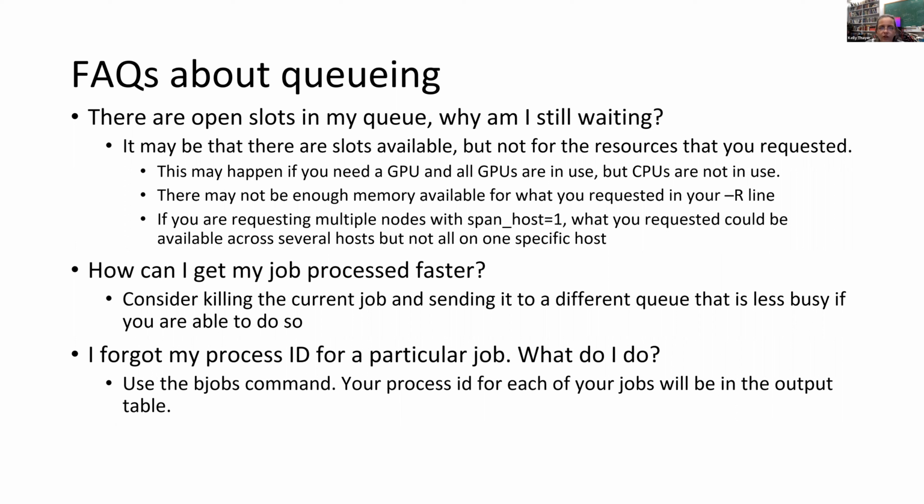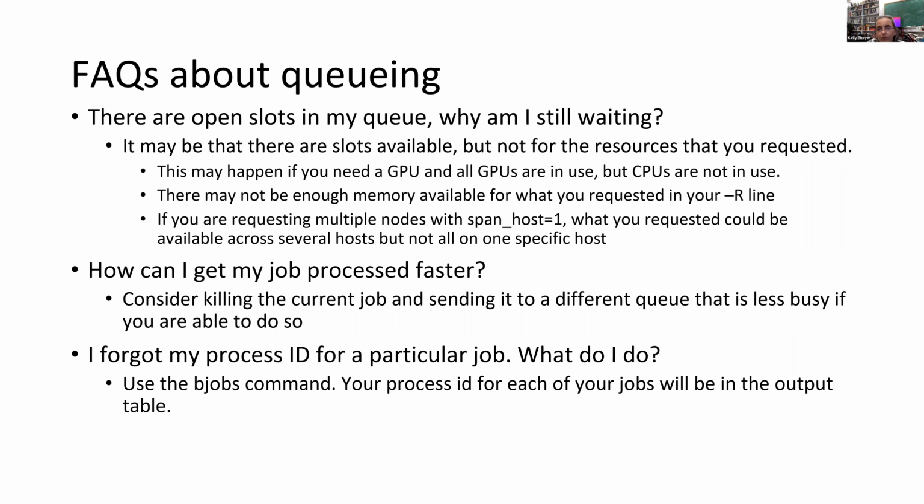It may be that there are slots available, but not for the resources that you requested. This often happens if you need to use a GPU, which of course are going to be very specific slots, and the number of slots being shown is for all possible slots, not just the GPU slots. So if the number of slots available is large and yet you are still waiting in line, the likely reason is because you've requested a GPU and there are not any GPUs available. So it's not going to send it off unless you tell it that you would run it on a CPU instead. But if you've requested the GPU, it won't release the job until a GPU is available.